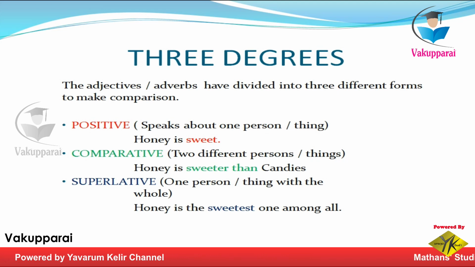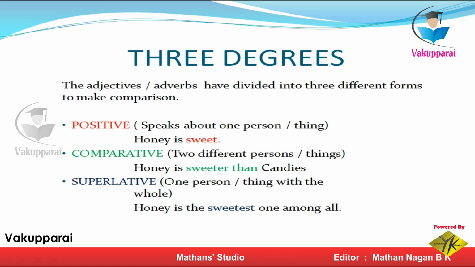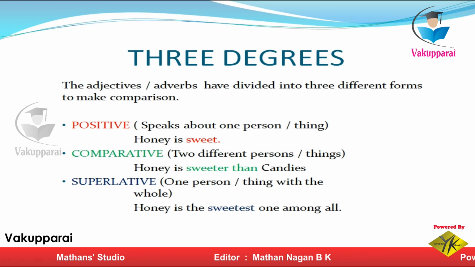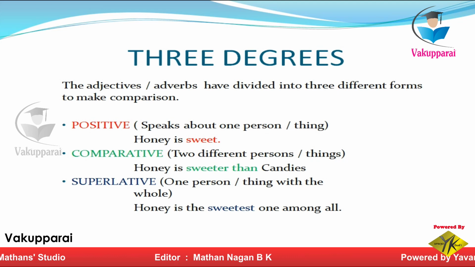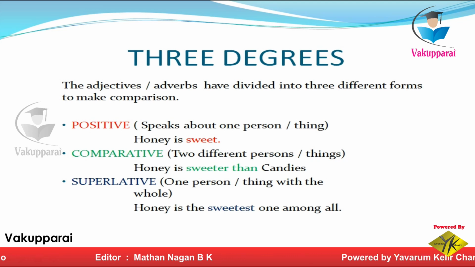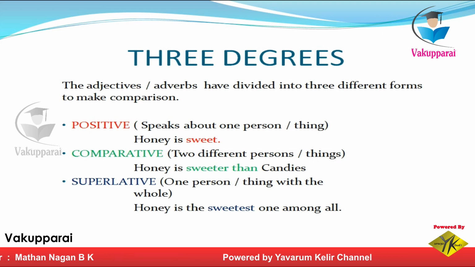Likewise. So here I explain with the term honey. So the noun honey is sweet. Sweet is an adjective here. The term sweet resembles the quality of the honey. So in positive degree, the degree resembles the quality of one thing. It speaks about one thing.